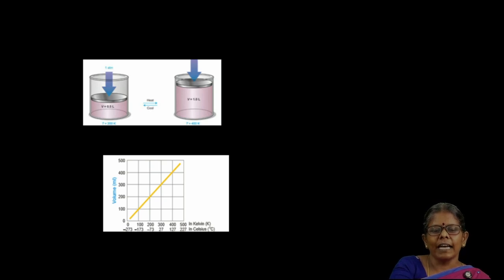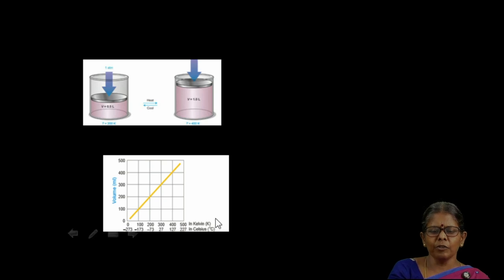This is the mathematical expression for Charles' law, and it is explained in this figure. Here, the volume of the gas is 0.5 liters, the pressure is kept at 1 atmosphere, and the temperature is 200 Kelvin. The same gas is heated while the same pressure is maintained. On heating, as temperature is increased from 200 Kelvin to 400 Kelvin, the volume increases from 0.5 liters to 1 liter. As the temperature is doubled, the volume is also doubled. This is the experimental verification of Charles' law.